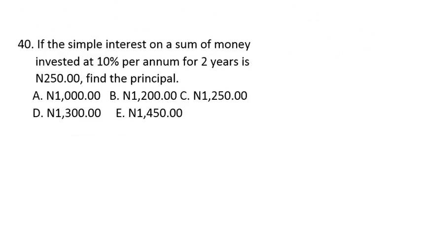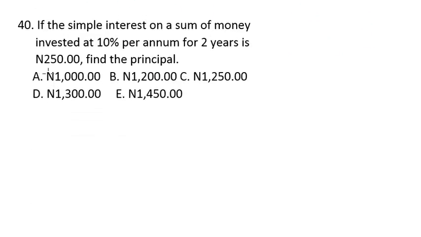Let's go to the last question for the objective for Cowbellpedia 2015. This says if the simple interest on a sum of money invested at 10% per annum, that's a rate, I'll put that as R, for 2 years, that's a time, is 250 naira. So this is the interest. This says find the principal.